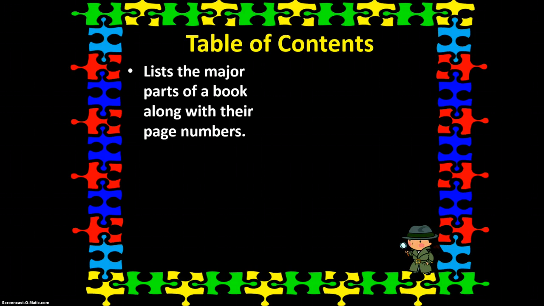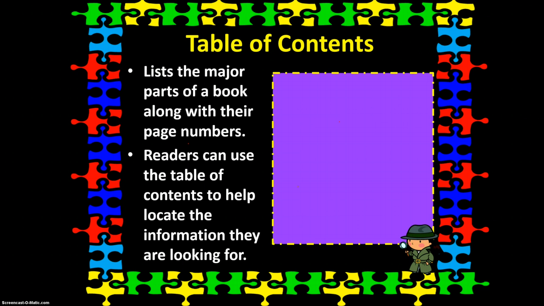One of the first text features, which I know we have all seen, is the table of contents. A table of contents is usually at the beginning of the book, and it lists the major parts of a book along with their page numbers. So that's usually information that is important within the text. As readers, we can use the table to help locate information that we're looking for.